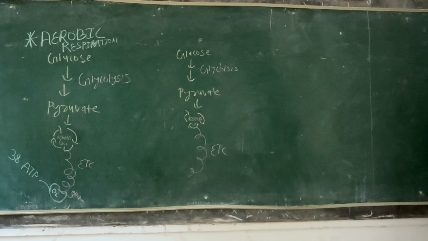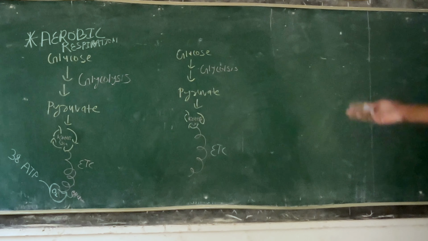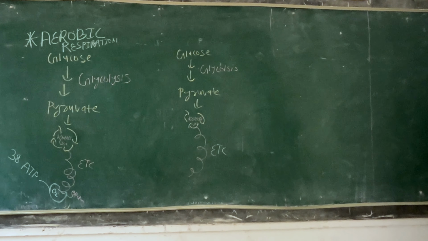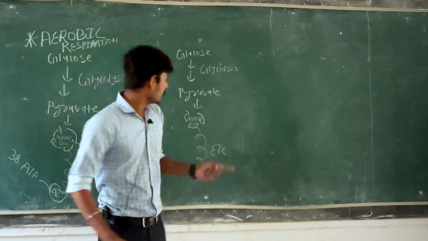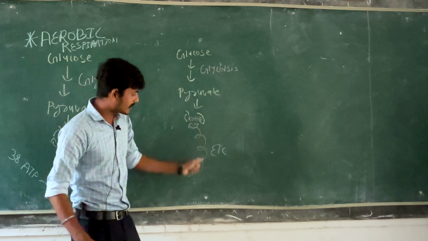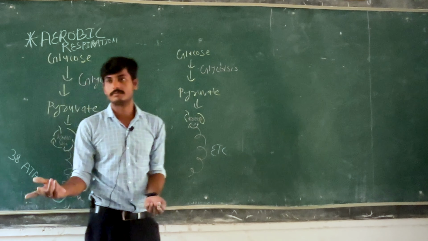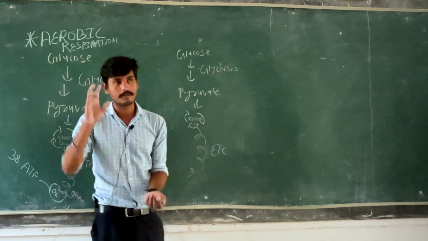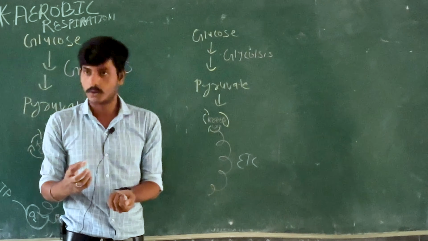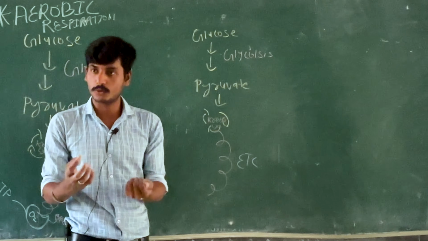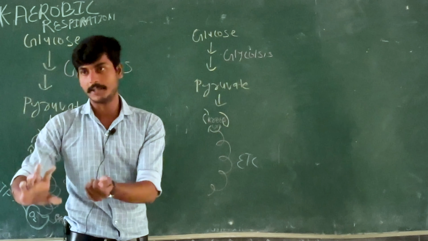There is no oxygen. Then who will accept the produced electrons? Any idea? No? Fine. The electrons produced by this cycle are accepted by certain inorganic and organic compounds. Because there is no oxygen, someone must accept them and then produce the ATP.